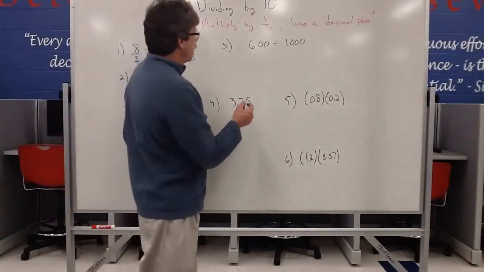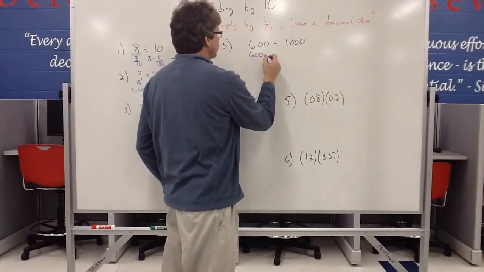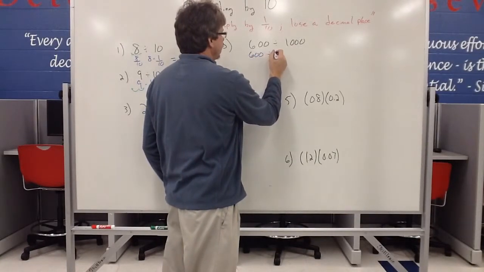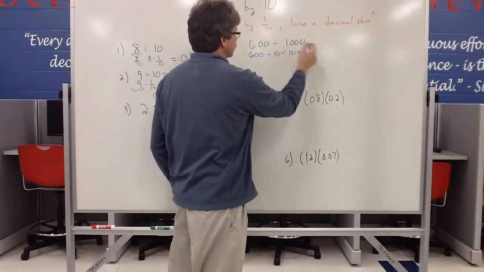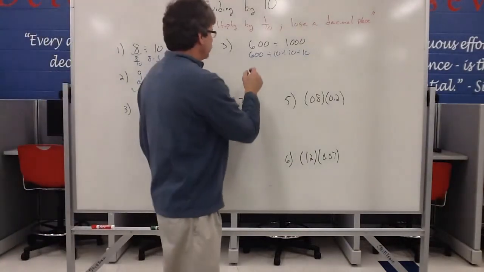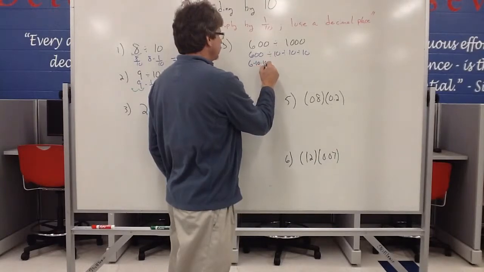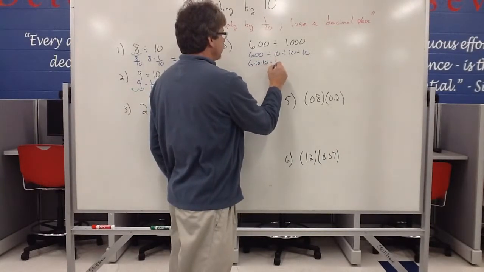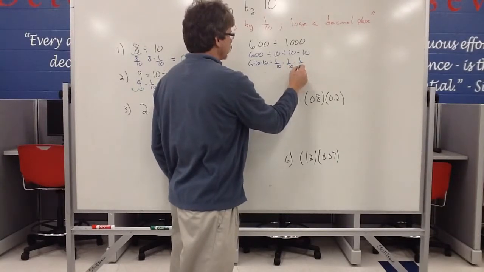So if we look at this problem, I have 600 divided by 1,000. That's the same thing as 600 divided by a 10 divided by a 10 divided by a 10. Since there's 3 zeros there, that means you've got 3 tens there. So in other words, this could also mean 6 times 10 times 10 times 1/10 times 1/10 times 1/10.